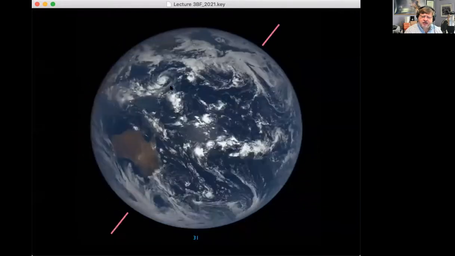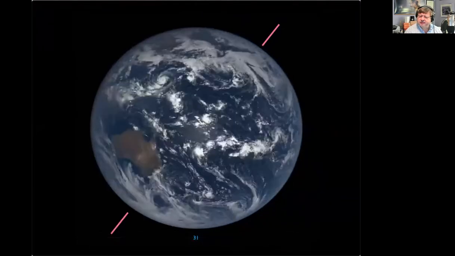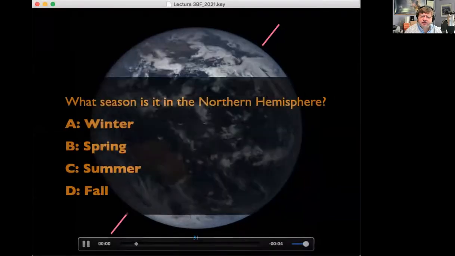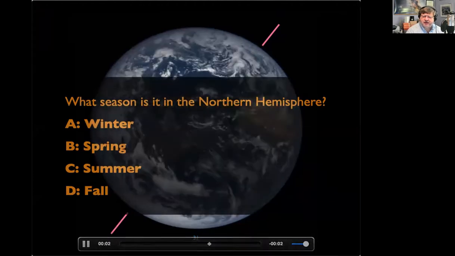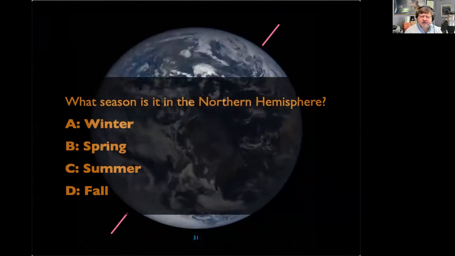So here is another one, and now we see the spin axis on the side, and let's ask the same question. What season is it in the Northern Hemisphere? A, winter, B, spring, C, summer, D, fall.